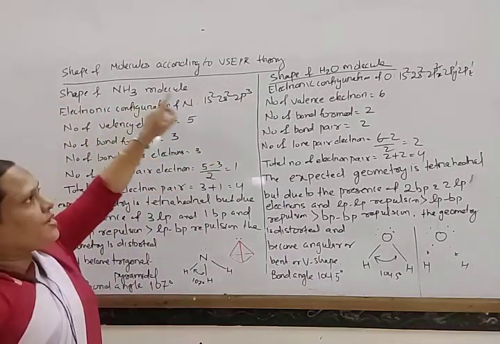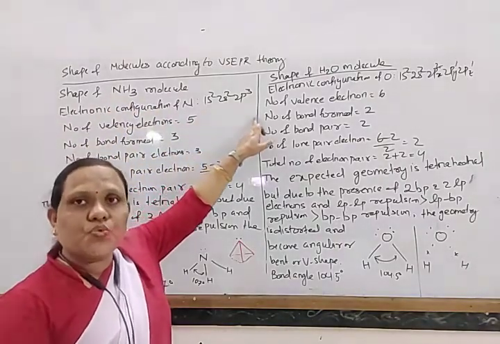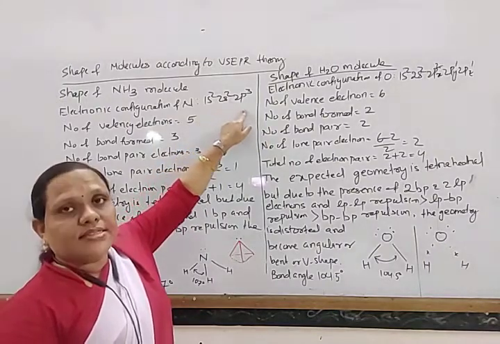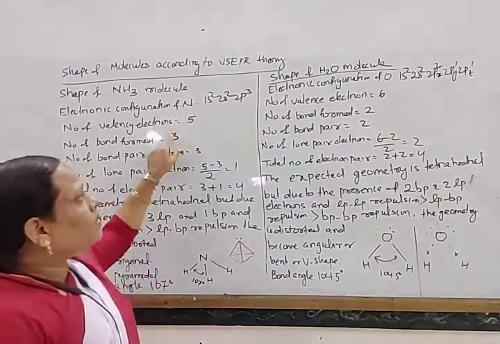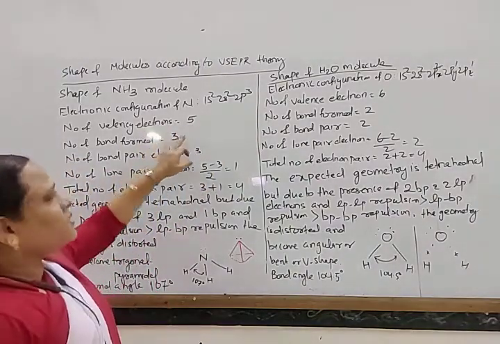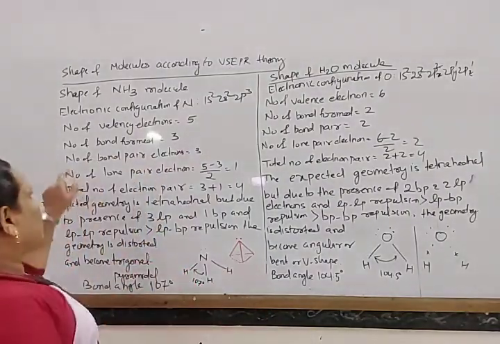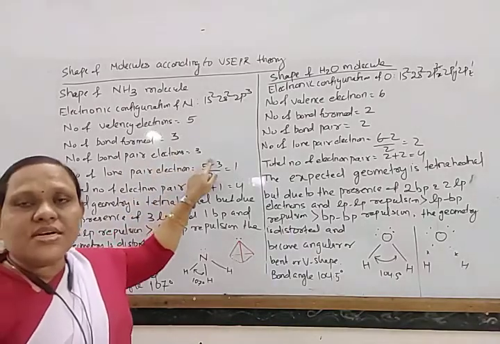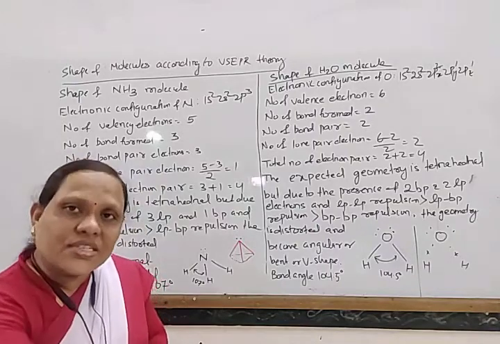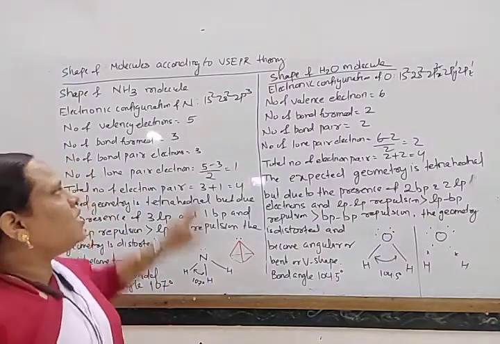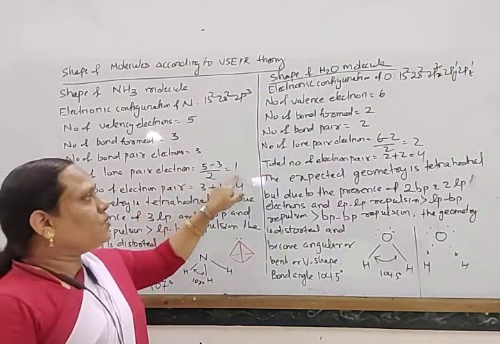So first, the shape of ammonia. Electronic configuration of the central atom nitrogen is 1s2, 2s2, 2p3. It has 5 valence electrons, and it forms 3 bonds with surrounding atoms, so it has 3 bond pairs. Number of bond pair electrons is 3. Now how many unshared pairs or lone pairs? That is (valence electrons minus bond pairs) divided by 2. (5 minus 3) divided by 2, that is 1.